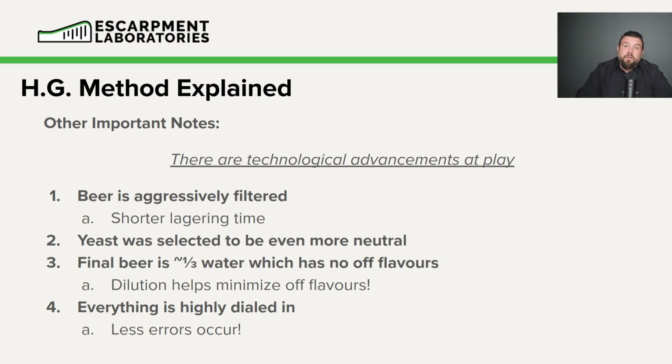Yeast is also selected for these beers to be more neutral. North American lager yeast or Mexican lager yeast produces fewer flavor compounds in general right off the get-go. On top of this, the beer is roughly 1/3 water. Last I checked, water has neutral to no flavor. Excellent. That is going to make a very light, neutral tasting beer. On top of this, everything is highly dialed in, which means there are fewer errors. Everything is automated, which is excellent.